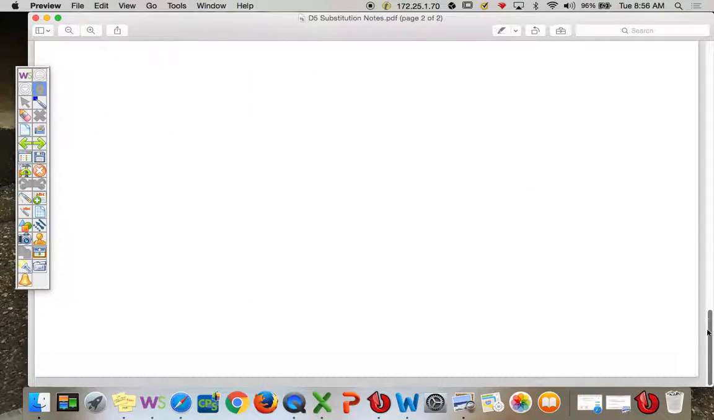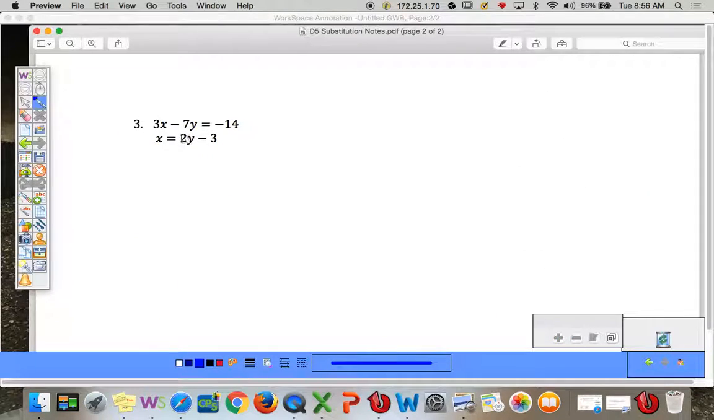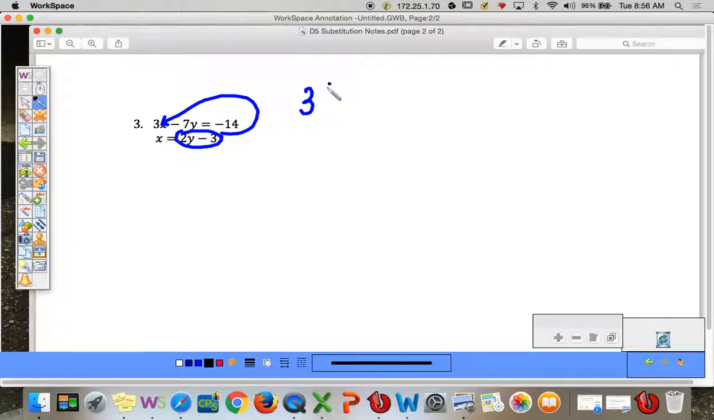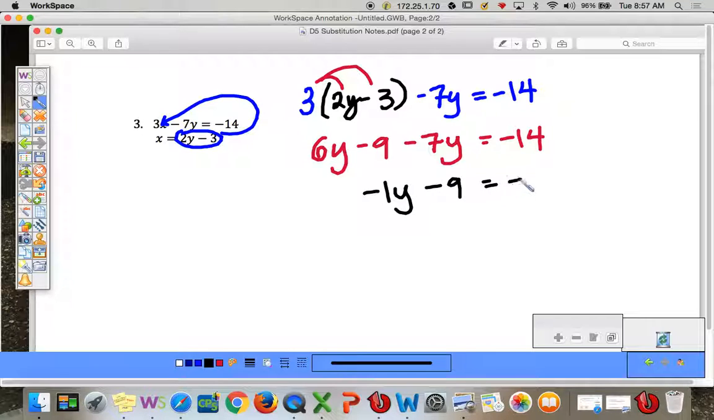All right, let's take a look at one more example. This time x is by itself. Okay, so let's take what x equals, this 2y minus 3. We're going to plug that in for x. So let's rewrite the equation. 3, and instead of x, replace that with 2y minus 3 minus 7y equals negative 14. Let's distribute. We'll get 6y minus 9 minus 7y equals negative 14. Let's combine like terms and solve.